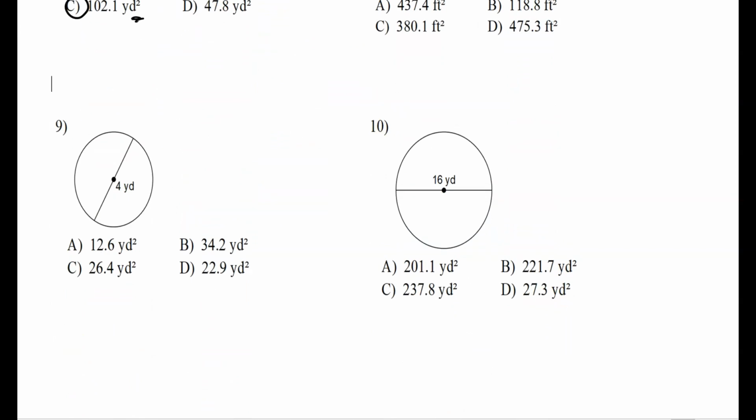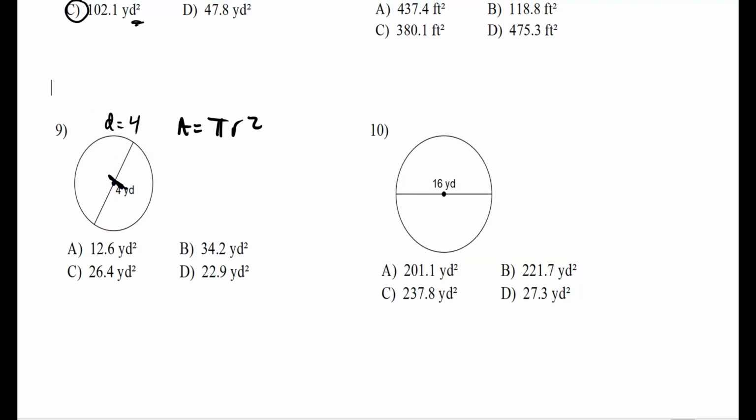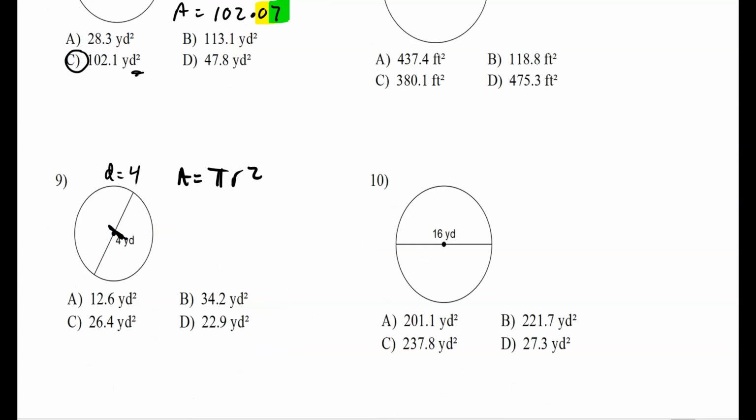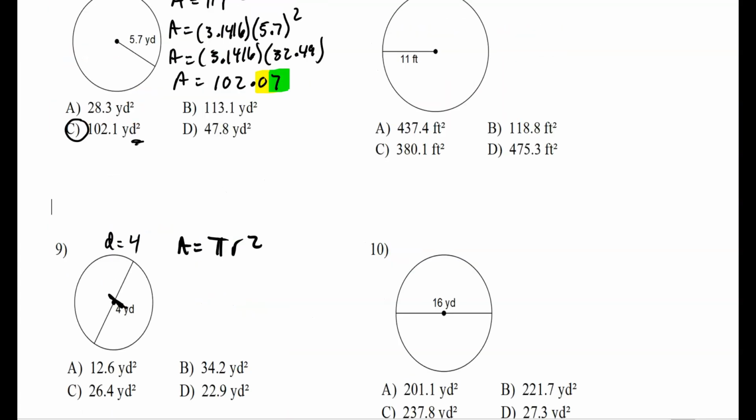Number 9. We're still working with area. A equals pi r squared. But the problem is I don't have a radius. I can't just assume this is the same type of problem. This line goes all the way across. So that is a diameter of 4. So if I just wanted to cut this in half, if you go again back to your notes at the top, how do I find a radius if I have the diameter? Just cut it in half. Do diameter divided by 2. So if my diameter is 4 and I want to cut that in half, that means my radius is equal to 2. Right? 2 here and 2 here.